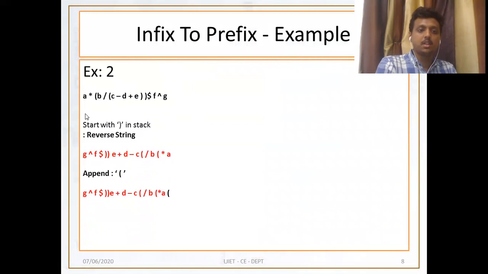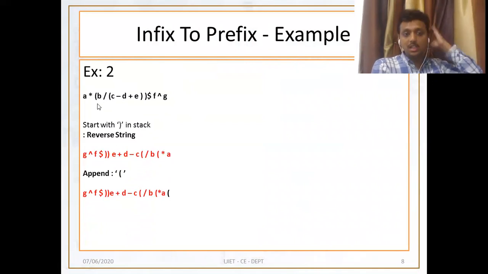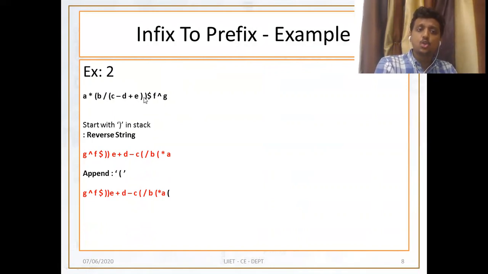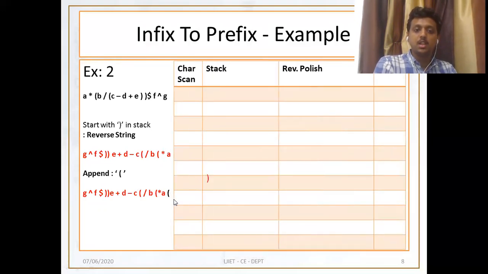See, here is the example. A star B division, A star opening, B division opening, C minus D plus E closing dollar F caret G. So here starts with closing in the stack. Before that, I'm just reversing my string. It becomes G caret F dollar closing E plus D minus C opening division B opening star A. Please do the reversing very carefully. Append opening over there. I'm making this table and inserting my first closing bracket.